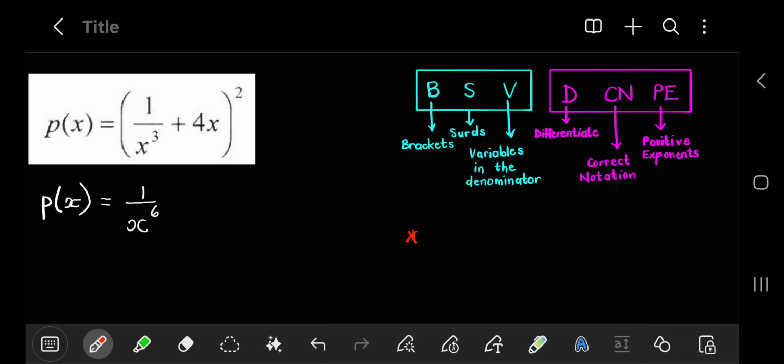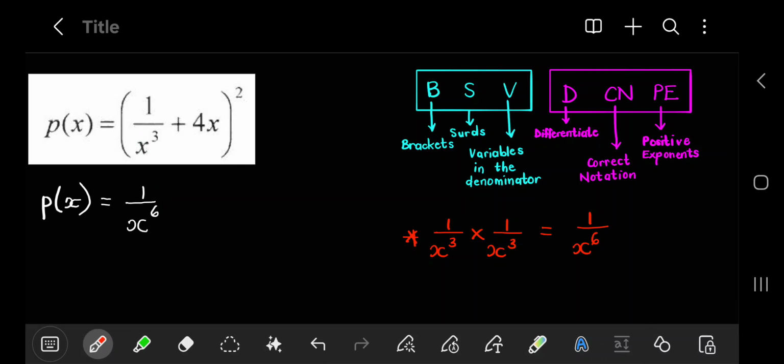If you're a little unsure as to how I got that, let's look at it separately. 1 over x cubed times 1 over x cubed. If you multiply the numerators, 1 times 1 gives you 1. If you multiply the denominators, you are multiplying bases that are the same, so you will add the exponents. 3 plus 3 gives you 6. So that is how we end up with 1 over x to the power 6.